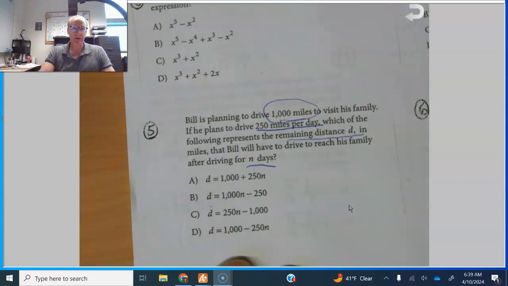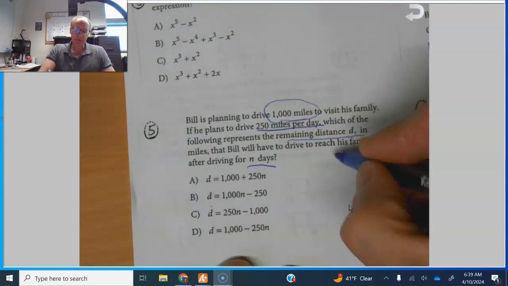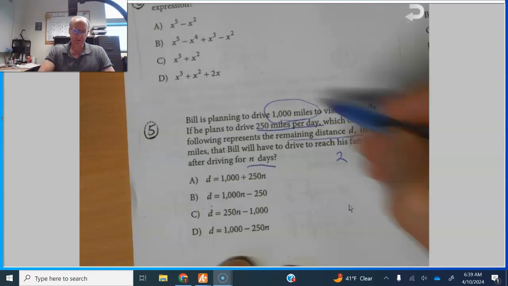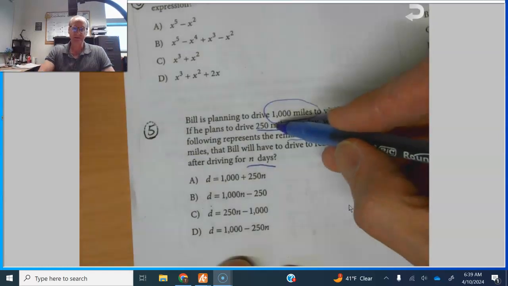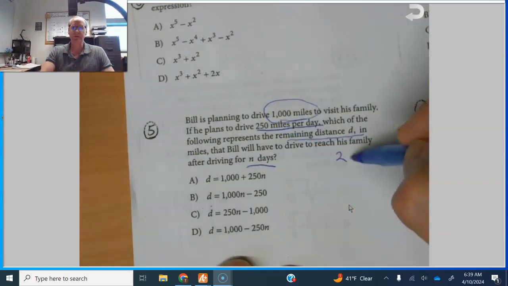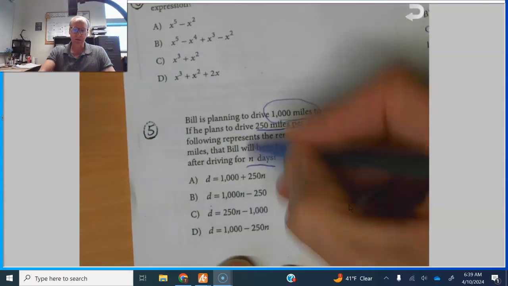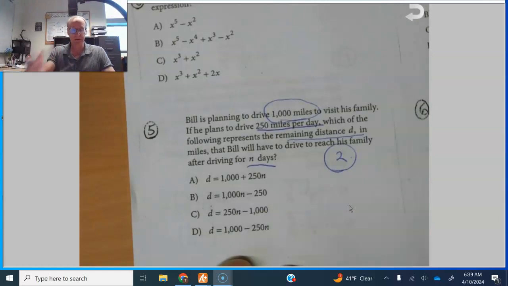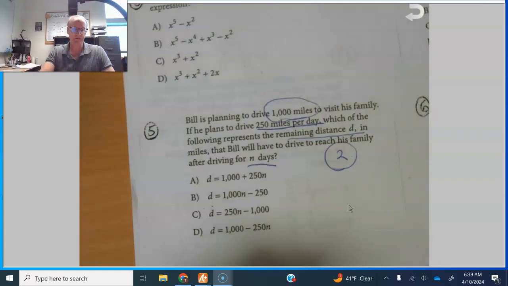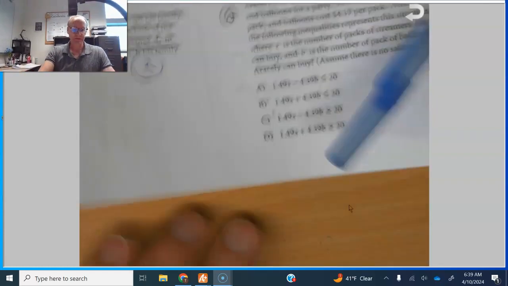If you're not sure, notice that after 2 days, he has driven 250 miles each day. That means he's driven 500 miles and he's halfway there. You could put the 2 into all of these and see if any of them work and which one gives you the correct answer. Lots of ways to go.